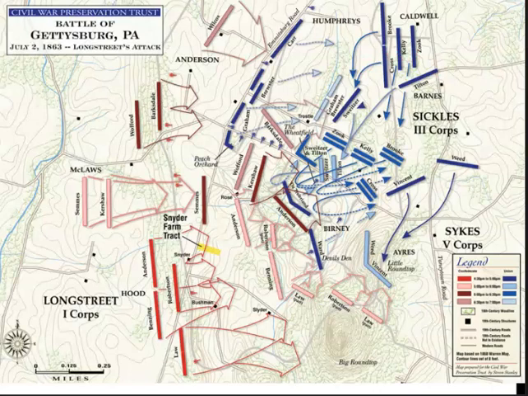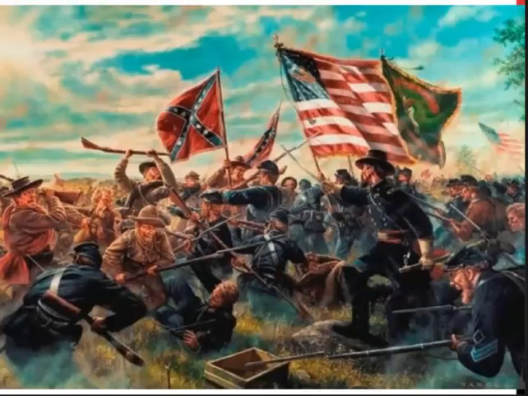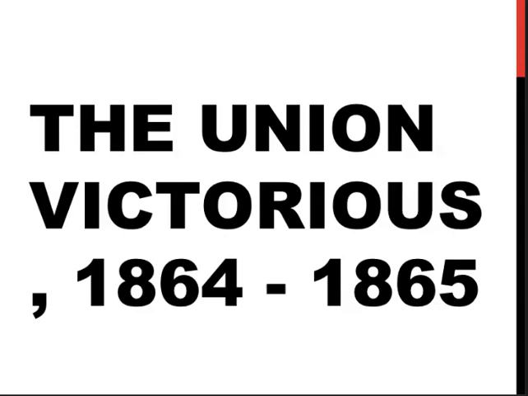Here you can see a map of the Battle of Gettysburg. The blue would be the Union, the red would be the Confederate. Very, very deadly battle within just a few days. Here we can see an artist rendition. There on the right, we can see the United States flag. There on the left, the Confederate States flag. But ultimately, through all these battles, despite the Confederacy having this strong desire to succeed, the Union is going to end up being victorious.